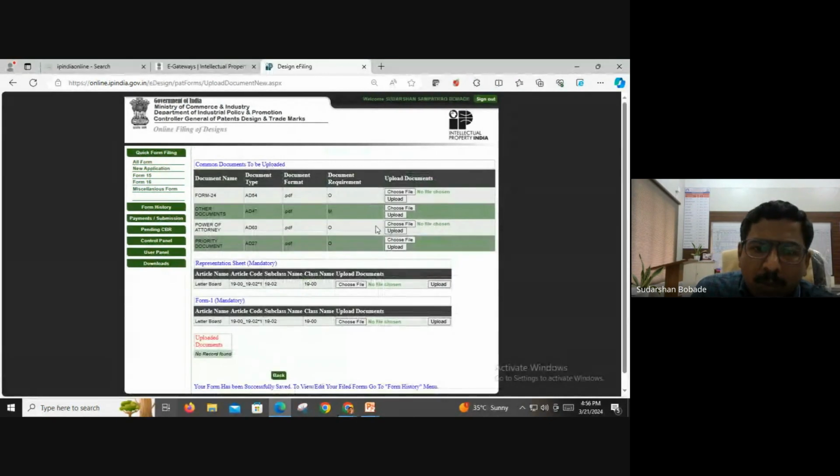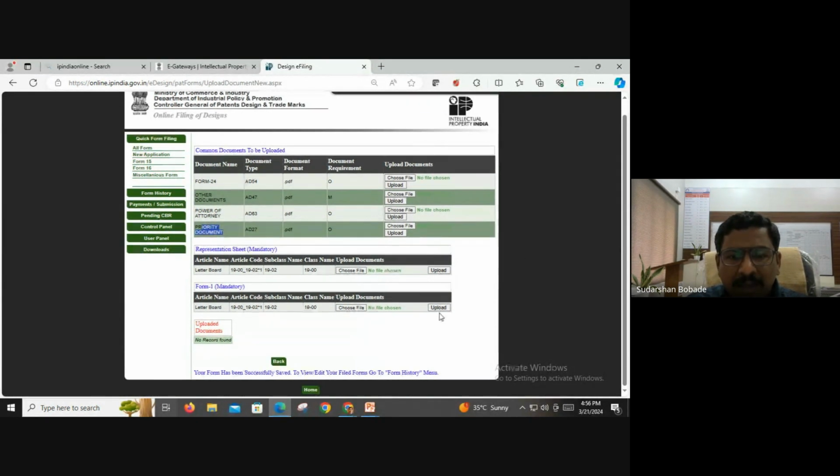While going for uploading the documents, among the common documents, Form number 24 is applicable for an organization, so we are not in need of it. Other documents we are not in need of. Power of attorney, as a digital signature is available with me, so I am not interested in the power of attorney. As I am aware of this particular procedure, this form is also not required. Then priority document: as I am just going with the ordinary application type, these particular 4 documents are not required. Now the representation sheet is mandatory.